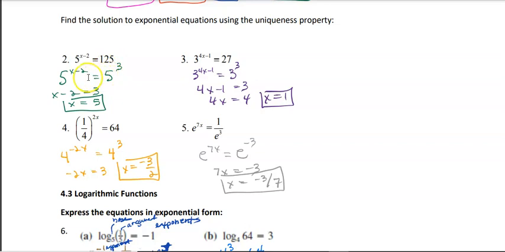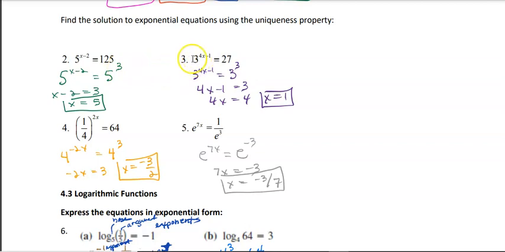So once you have established the same base, the base is 5, set your exponents equal. X minus 2 equals 3. Add 2 to both sides. You get x equals 5. So plug it in. 5 minus 2 is 3, and 5 to the third equals 5 to the third. That makes sense. Okay, look at the next one.